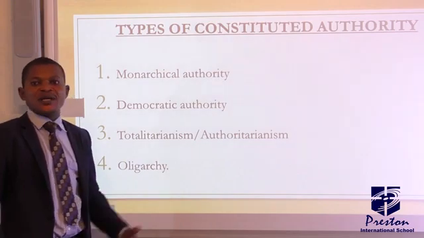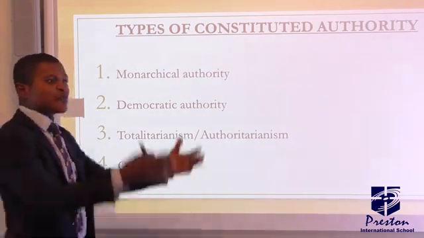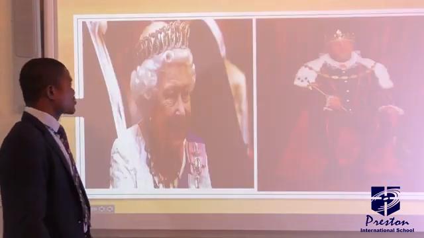We look at the last one here, oligarchy. This is government of the few. Government by the few. That is, a few set of individuals are the ones directing the activities of a country. These are the types of constituted authority.